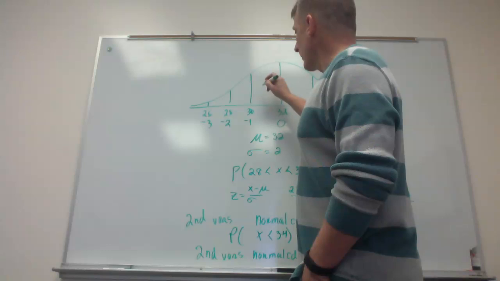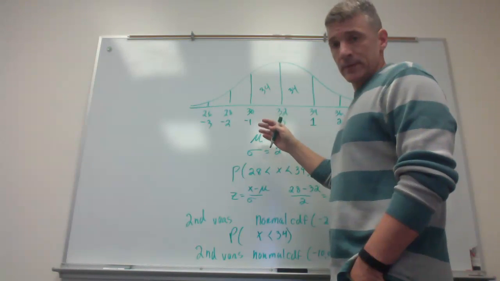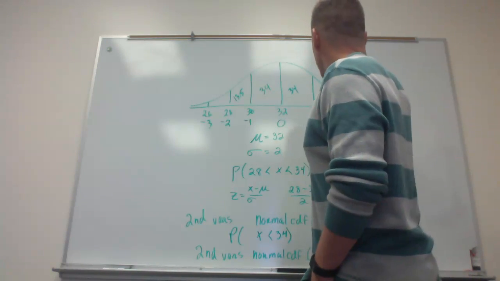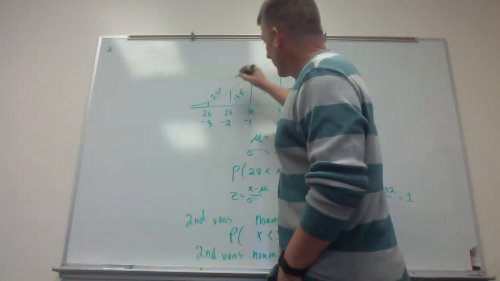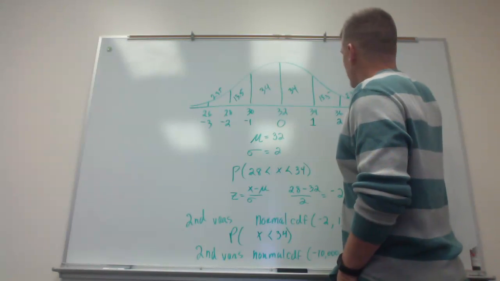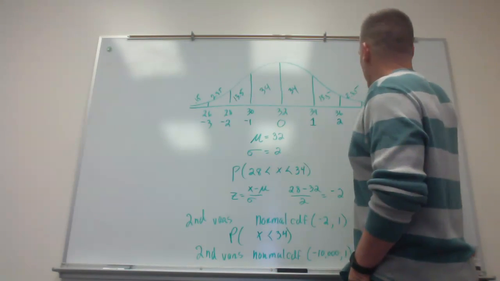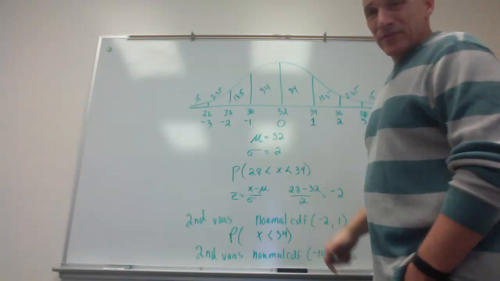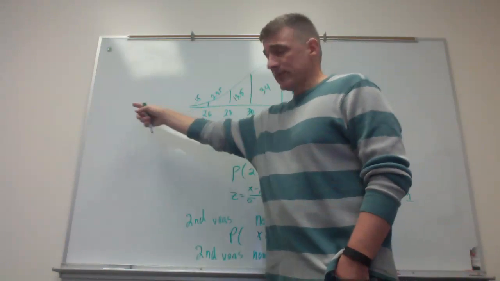The probability is about 34% here, about 34% there. They're symmetric. This is about 13.5%, 13.5%. This is 2.35%, 2.35%, 0.15%, and 0.15%. Okay? That 0.15% carries on off to infinity and off to negative infinity.